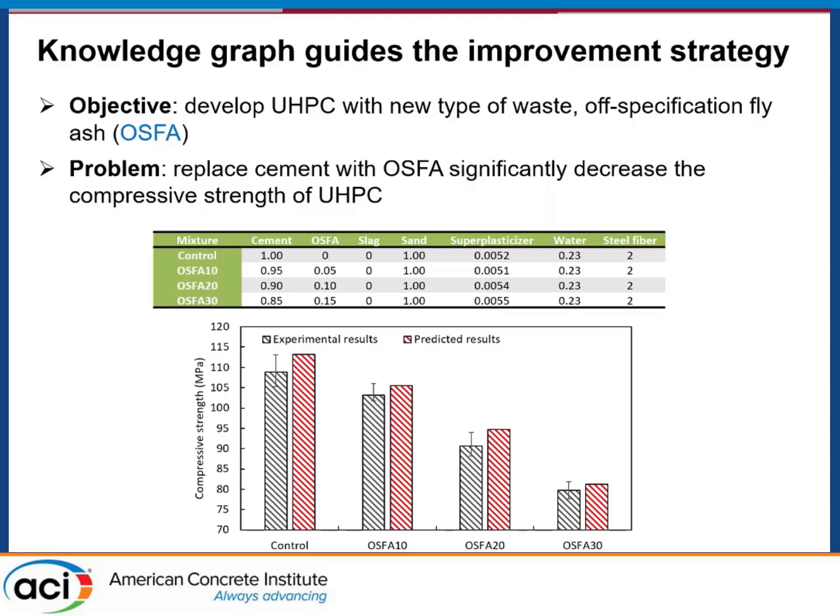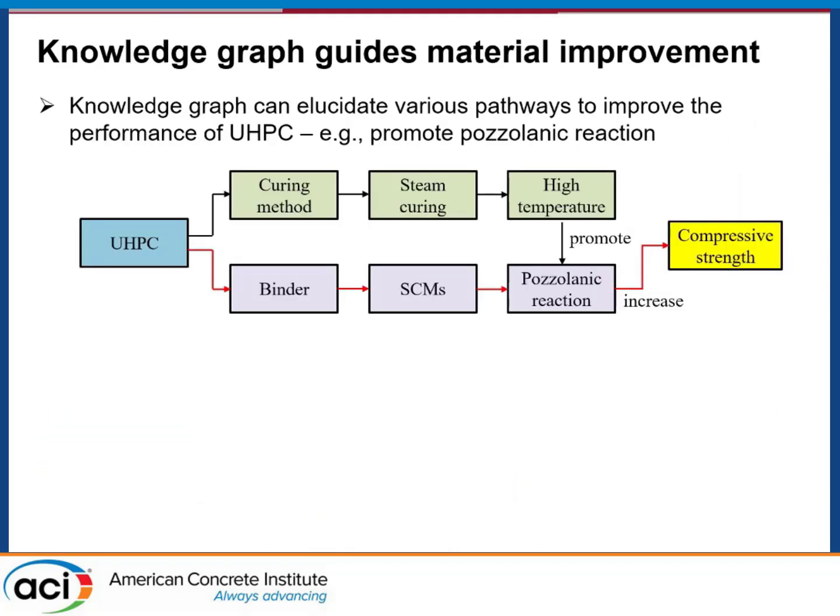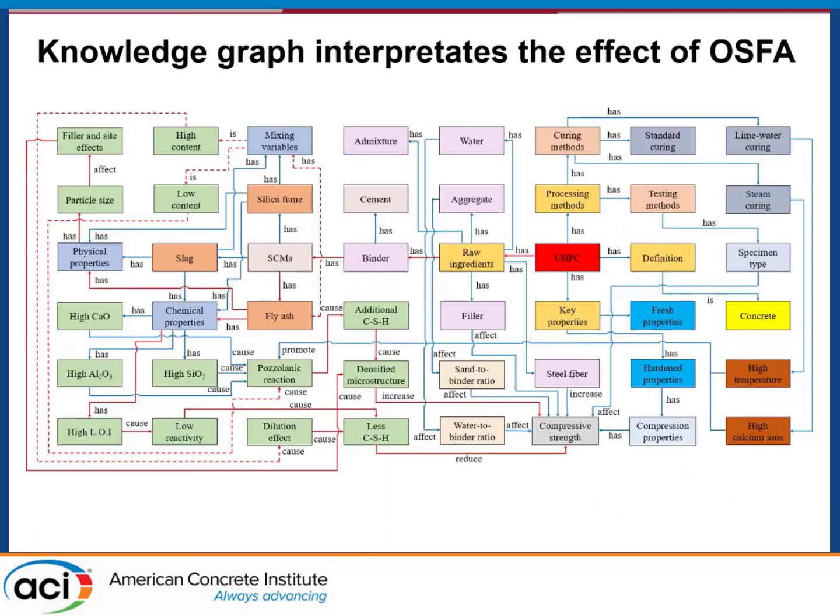We're interested in this. Could you please give us an example of how you interpret your knowledge graph? How do you get the reasoning relationships based on the graph that you showed? Maybe you can show one of the case studies. I think you showed two. Yes. So here is an example of the knowledge graph. So OSFA, let me see. If we consider the OSFA as a type of SCMs, we can see that the OSFA itself has a high loss on ignition, so that it has low reactivity. Can you see my arrow? No? Oh, sorry. Here.